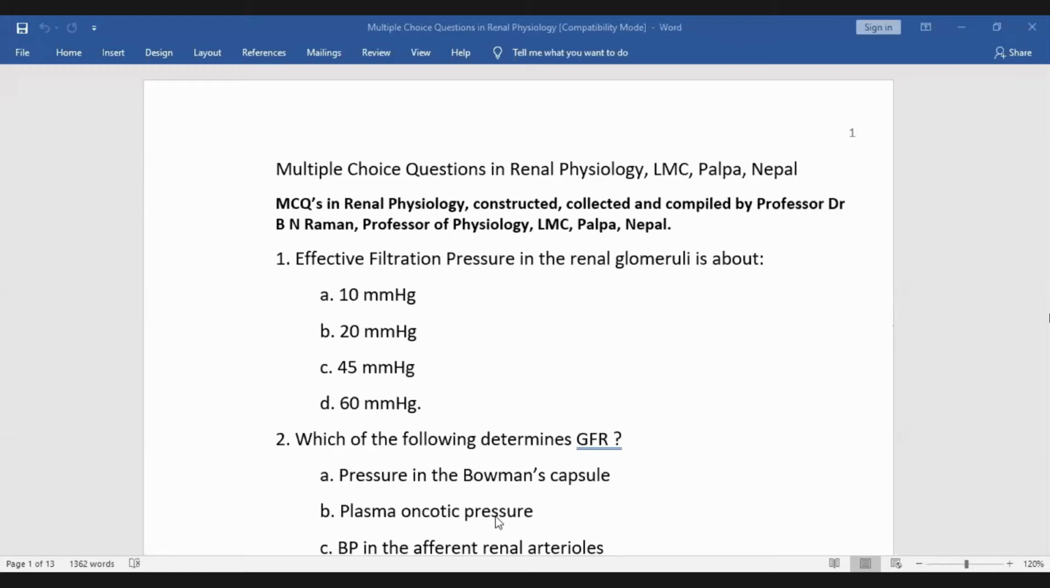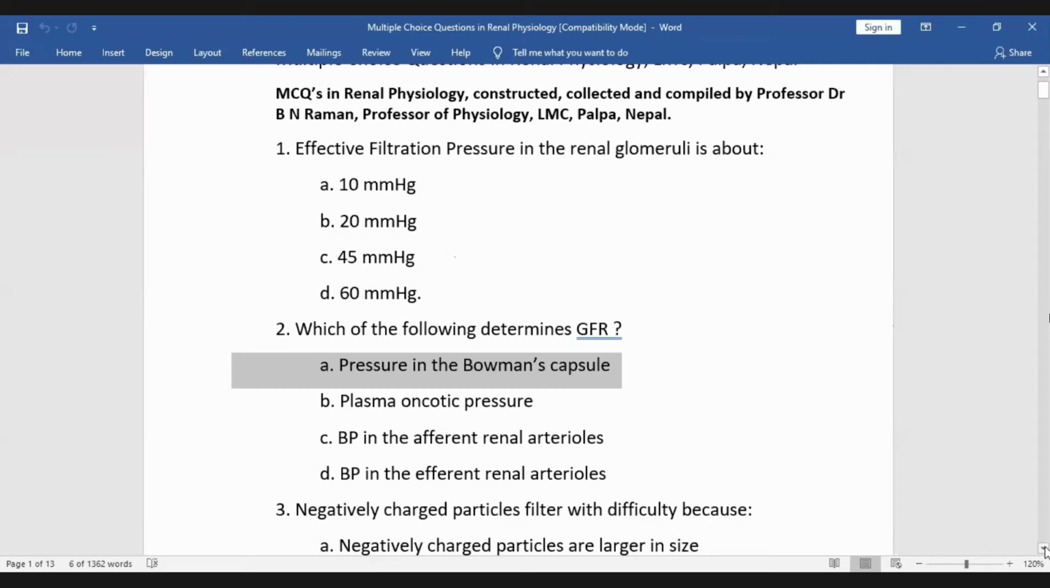The 60 millimeter pressure is ultimately responsible for the actual filtration pressure. The 60 millimeter overcomes the 32 plus 18, so 60 minus 50 is the 10 millimeter pressure responsible. Try to remember this, quite an important thing. The blood pressure in the efferent renal arteriole has nothing to do with the filtration pressure. So which of the following determines the GFR? GFR is determined by the blood pressure in the efferent renal arteriole.